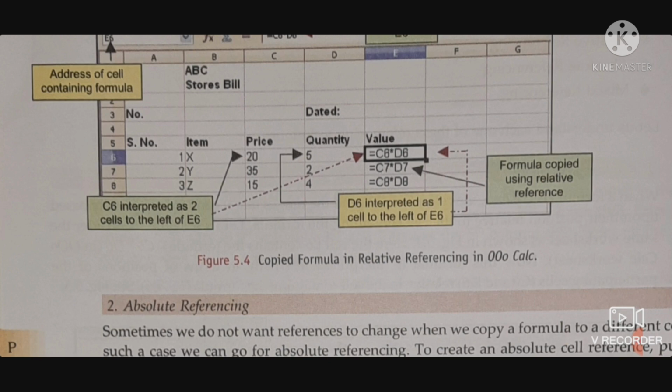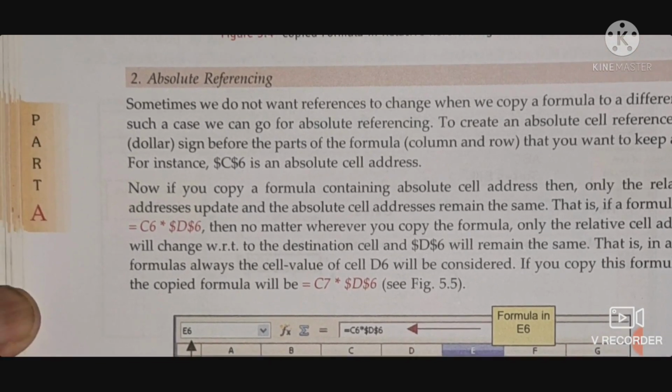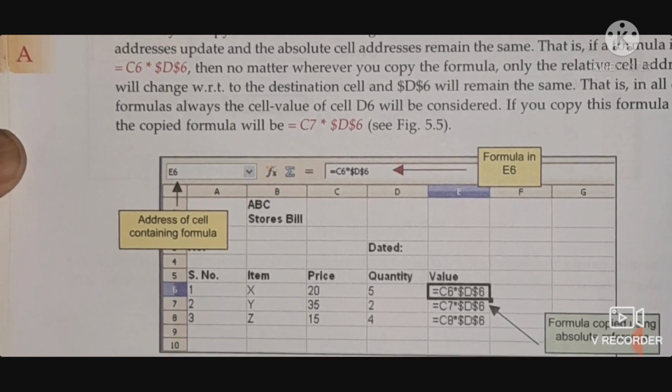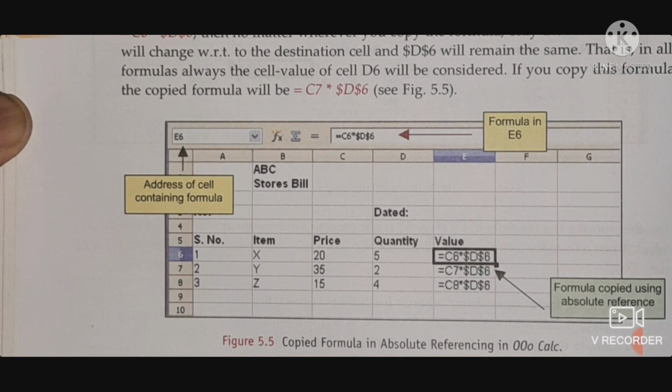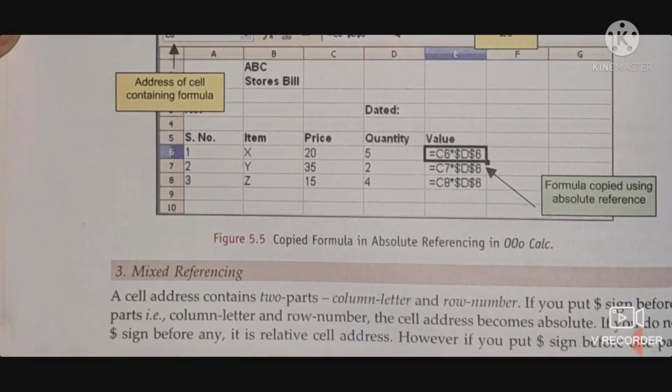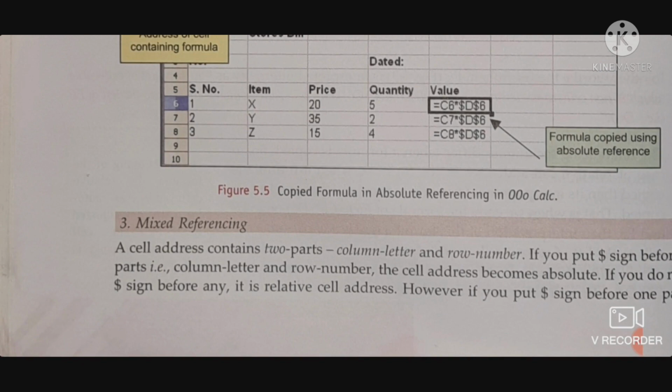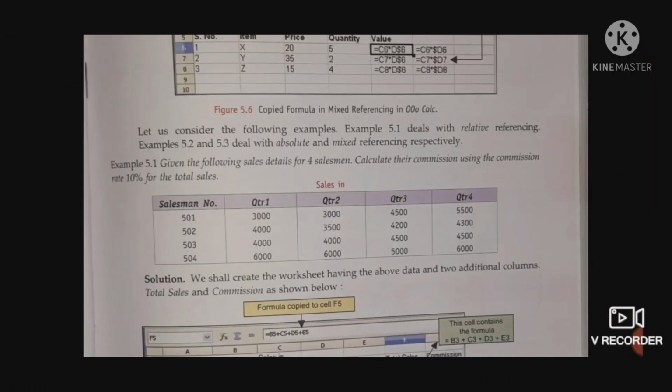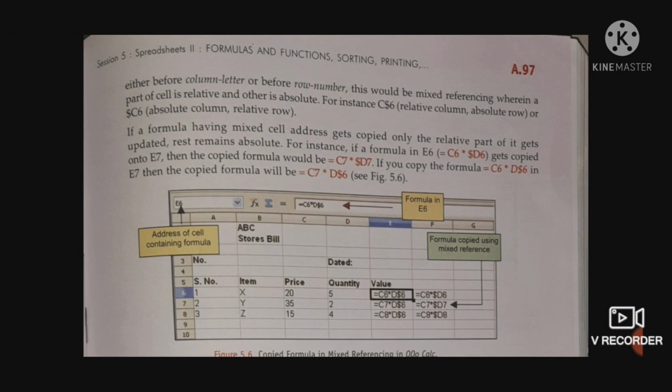Now if you want any complete formula or any part of the formula to remain the same, for that there is absolute referencing. For absolute referencing, you write C6 into $D$6. So what will happen? When you copy, it will become C7 into D6, not D7, meaning it will remain the same. This is known as absolute referencing. And mixed referencing means when relative referencing and absolute referencing are both used.